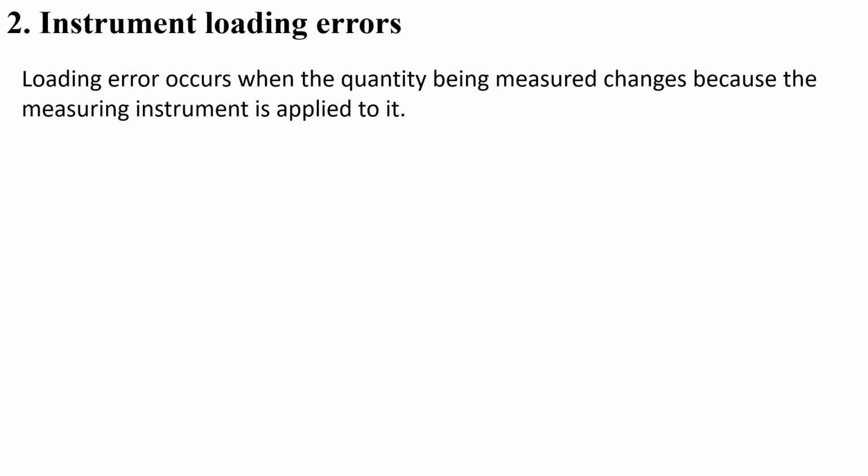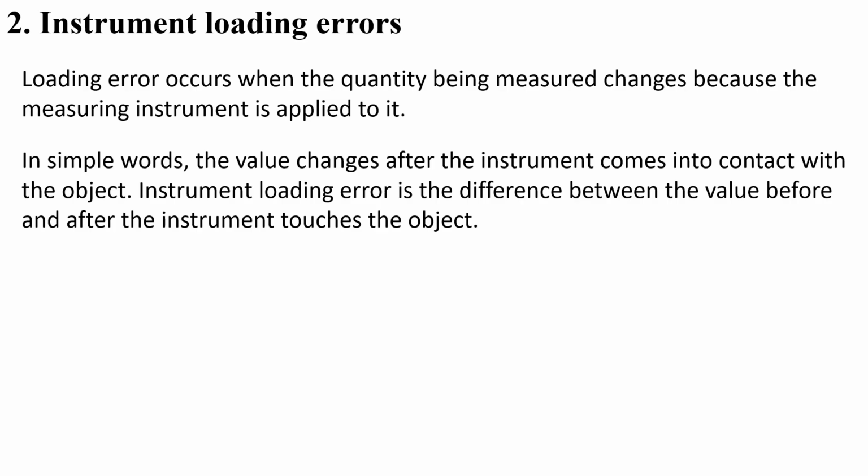Next we discuss another type of error, the instrument loading error. Loading error occurs when the quantity being measured changes because the measuring instrument is applied to it. In simple words, the value changes after the instrument comes into contact with the object. Instrument loading error is the difference between the value before and after the instrument touches the object.